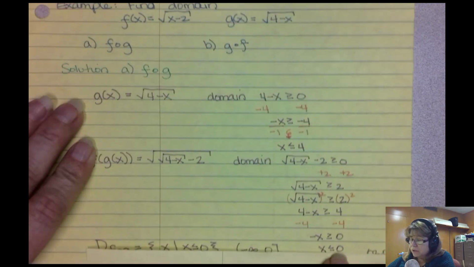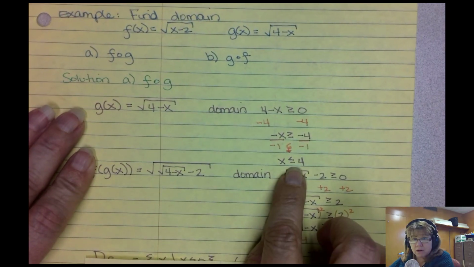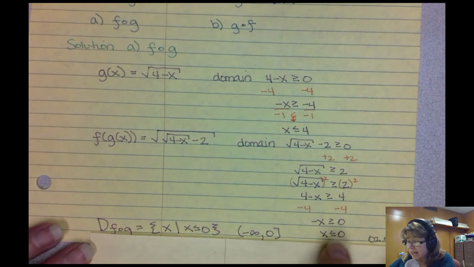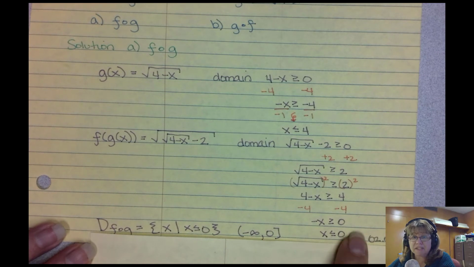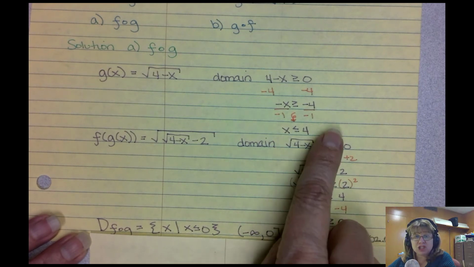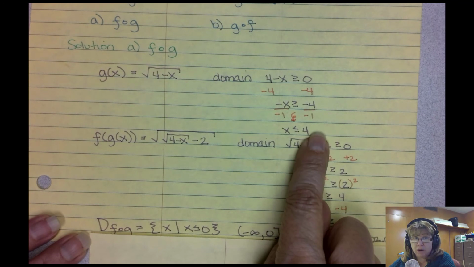So we have to be less than or equal to 4, but greater than or equal to 0. So we have to be this. When you think about it, I could be less than 4, but I have to be less than 0. So anything above 0 is not in the domain of f of g. So I'm not allowed to go all the way up to 4, even though my g allowed me to go way up to 4.